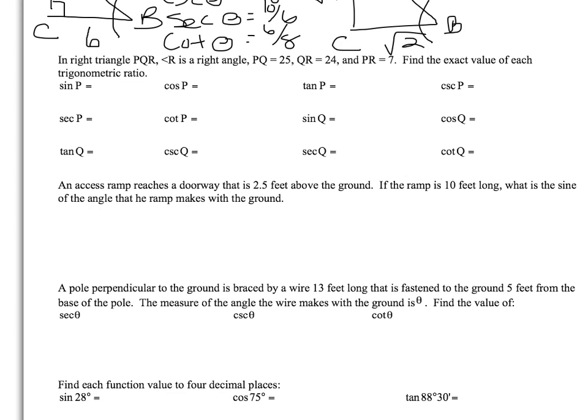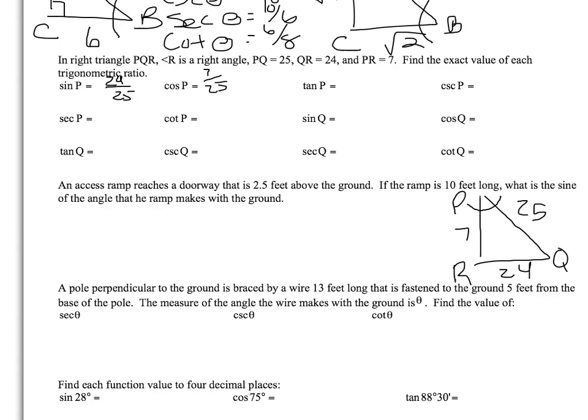Okay, I'm going to draw the triangle in the next problem. It says we have a triangle PQR where R is the right angle. It tells me that PQ is 25. QR is 24, and PR is 7. We want to find the exact value of each trig ratio. So sine of P, so we're going from angle P first up here. Sine of P is opposite over hypotenuse, so it's 24 over 25. Cosine is adjacent over hypotenuse, so 7 over 25. Tangent is opposite over adjacent, so 24 over 7.